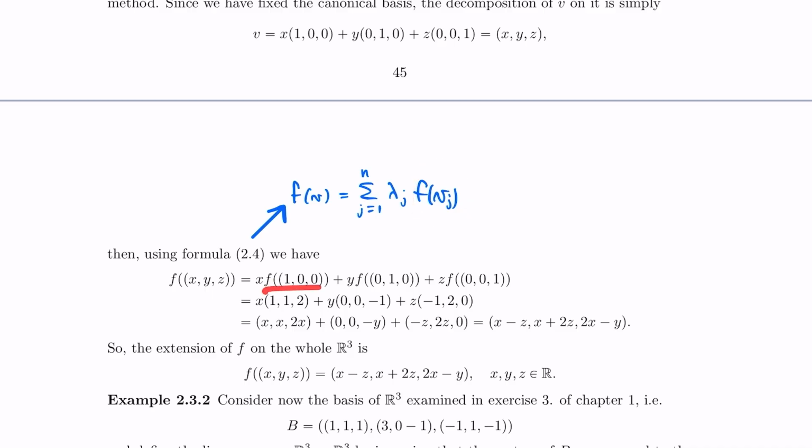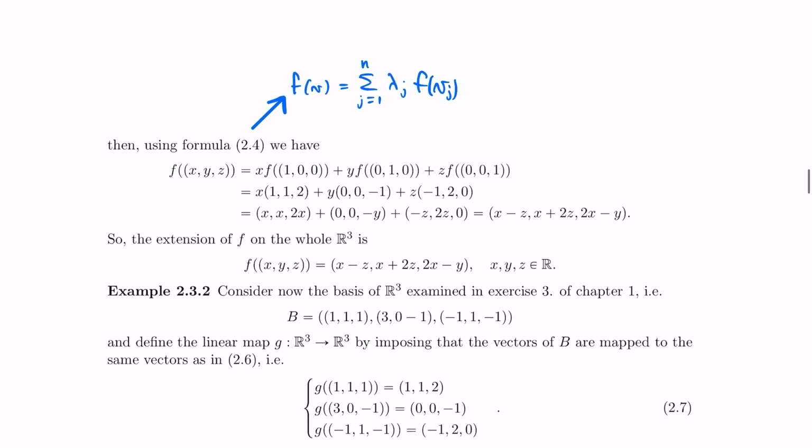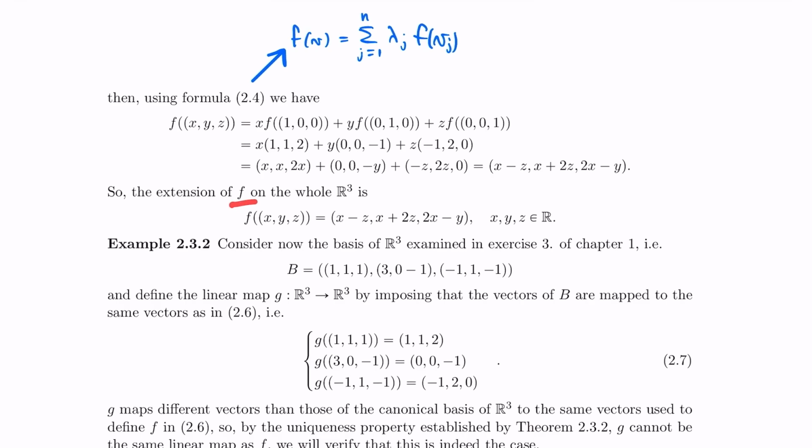If we replace these images with the data that we know, that is these vectors here, and then we perform all the computations that are written, we arrive at this vector here. This means that the extension of the endomorphism f previously defined only on the vectors of the canonical basis of R3 onto the whole R3 is this one here. As expected, when we use the canonical basis, the computations that we have to do are very easy. In this example, we're going to see what happens when we don't consider the canonical basis.